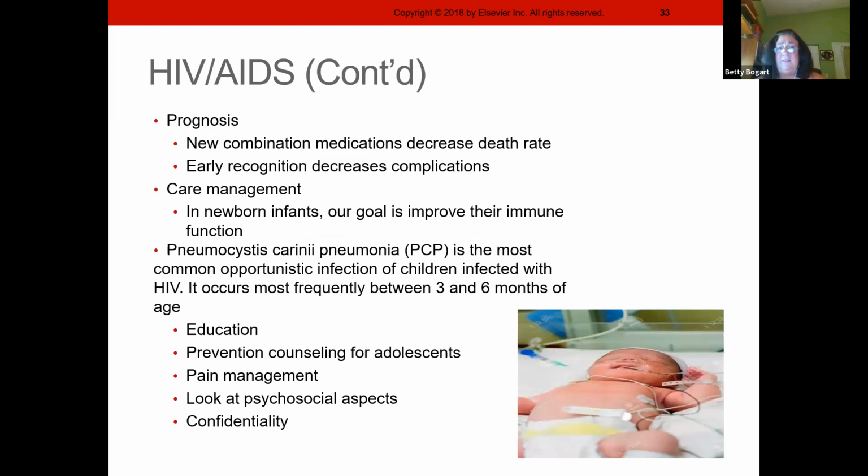Now, pneumocystis pneumonia, PCP, is the respiratory infection that children most commonly get. And we'll see that at 3 to 6 months. And why is it 3 to 6 months? Remember, that's when mom's immune system is going away. So now it's the baby fighting for itself. So that's when we usually see it. So know that that's the one that we will see the most at that age in these children.